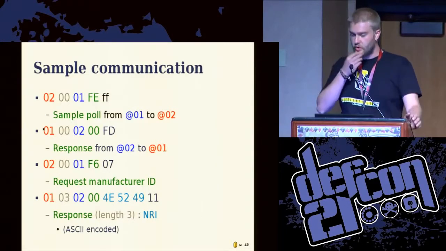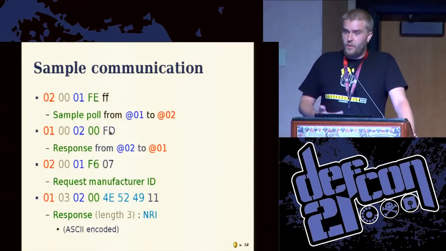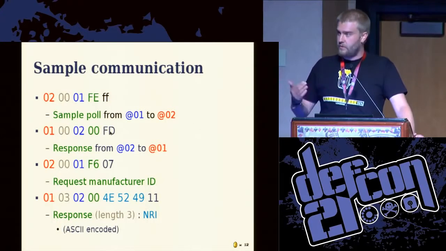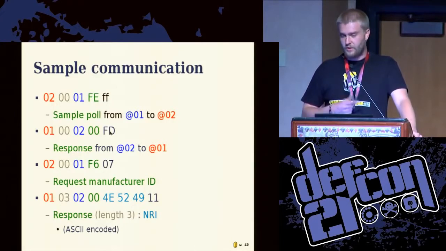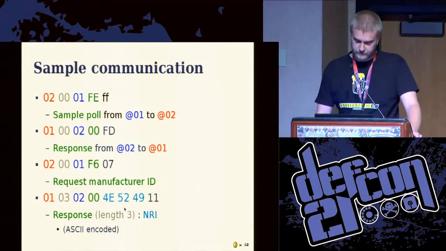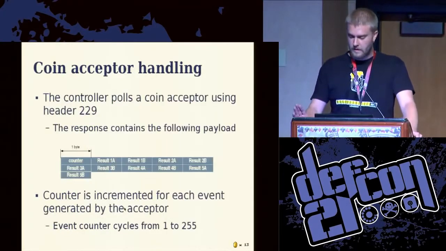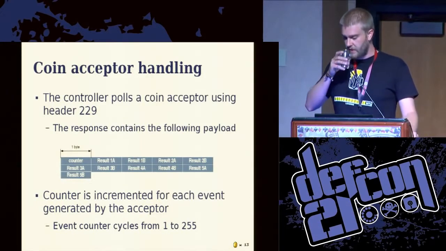So just by looking at those packets, you cannot know exactly what a response is a response to. You have to sniff the bus with the request to actually see the response and know exactly what it is. The second packet here is header number F6 in hex, which is request manufacturer ID. And in the response, you have NRI, the manufacturer of the device I bought. So I've been able to ping this device to know some information about it.